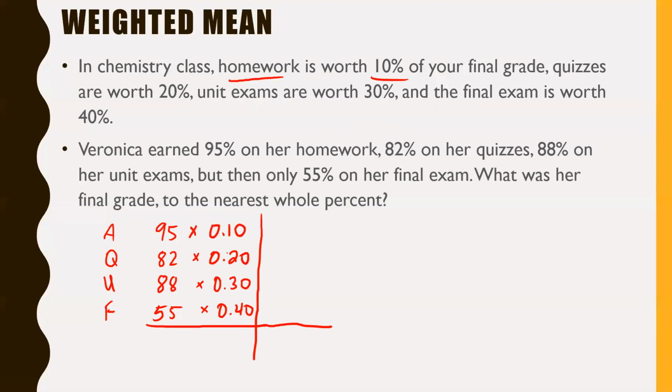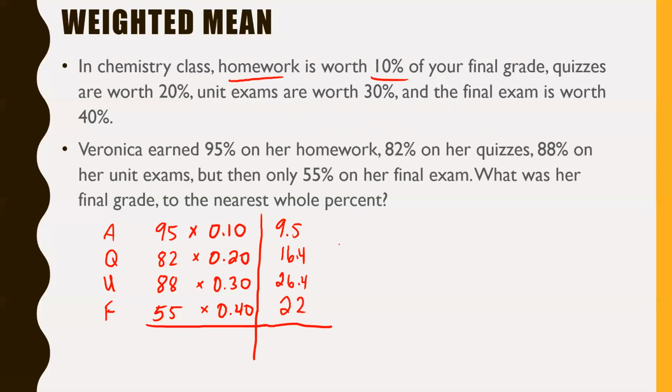So anyway, I'm going to multiply all these through. So 95 times 0.10 is 9.5. 82 times 0.20 is, got it written down here, 16.4. 88 times 0.30 is actually 26.4. And then 55 times 0.40 gives us 22.